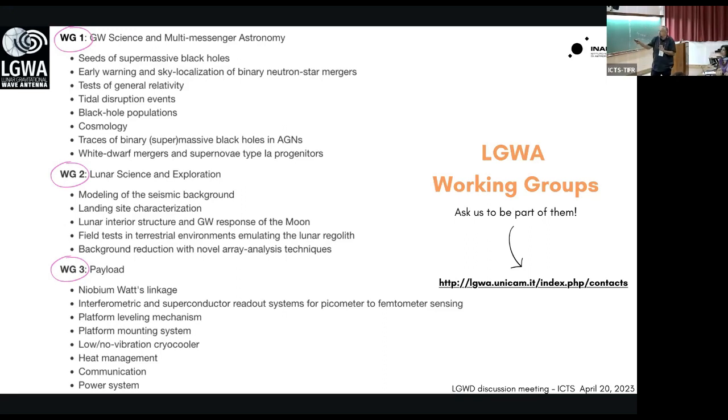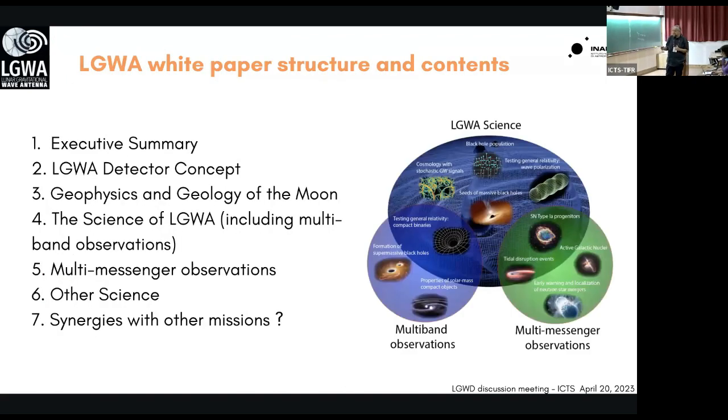So working group one is related to multi-messenger astronomy and gravitational wave science. Working group two is more related to lunar science and exploration. And working group three is mainly focused on payload. So the description of each group, and what tasks they should look at, is here. If you want to be part of one of the working groups, you can contact us here or directly write to us, and you can be part of these different working groups.